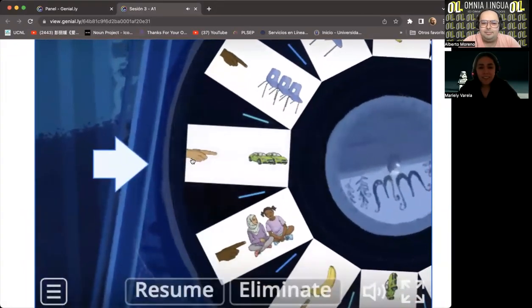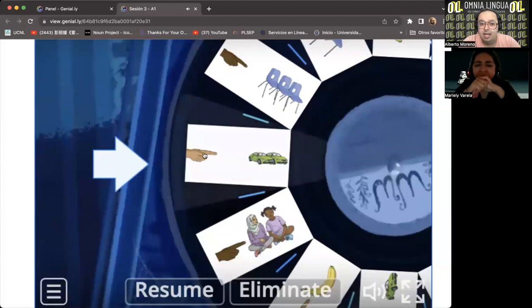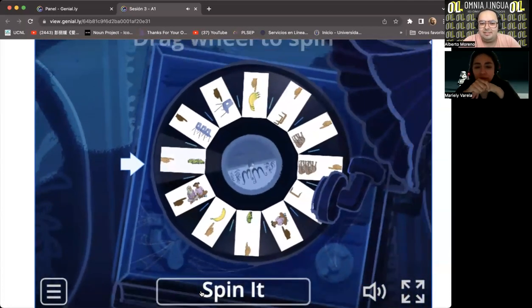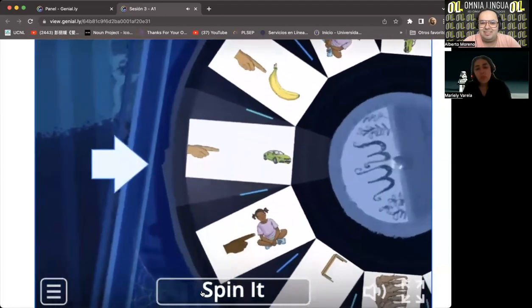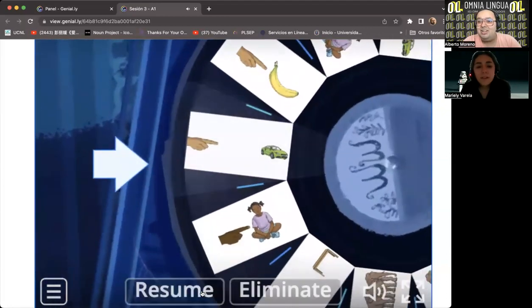we have in here the hand, it's separate and we have 2 cars. So I can say those are cars. Now it's your turn. So let's spin the wheel. Listo. Singular.